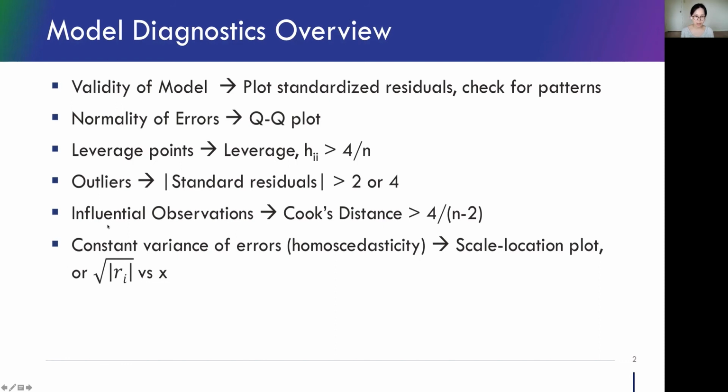And we are also looking for influential observations by looking at their Cook's distance. It's an influential observation if it's over 4/(n-2). And we also check for the constant variance of the error. It's also called this, it's quite a long word. And we look at the scale location plot or squared standard deviation, and we plot it versus the x, which is our predictor.